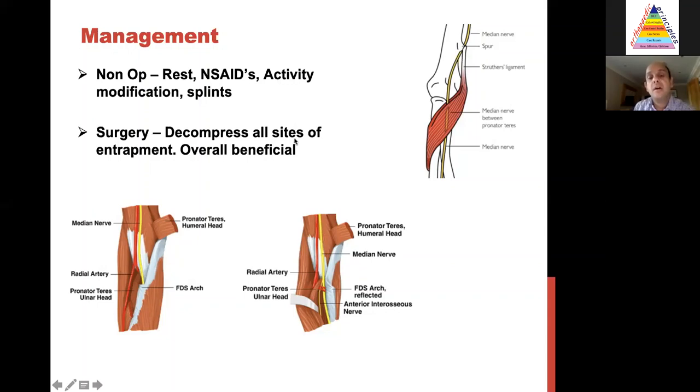And then if in 6 months the pain doesn't settle down, so it should settle down in at least half the cases, 60% cases. If it doesn't, then you want to decompress all the sites, i.e. you want to excise the spur, you want to incise this ligament, you want to incise this muscle so that it's not getting compressed. And then here, that's your FDS arch. You want to incise this whole arch so that the nerve becomes free.